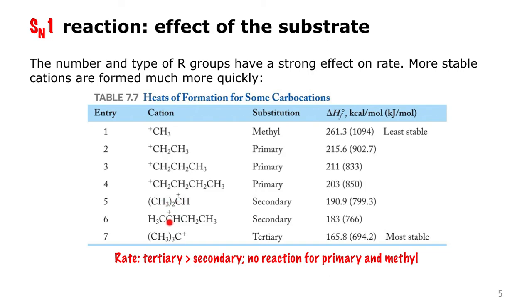Likewise here, this carbon with the positive charge has two carbons attached. Now you've dropped below 200 kilocalories per mole, and you're starting to get into the range where these can reasonably form in a chemical reaction. And finally, tertiary carbocations are the most stable of the alkyl carbocations, and those can form quite readily. So long story short, reactions generally occur either through tertiary or secondary carbocations, and we see no reaction for primary and methyl substrates because those primary and methyl carbocations are too unstable.